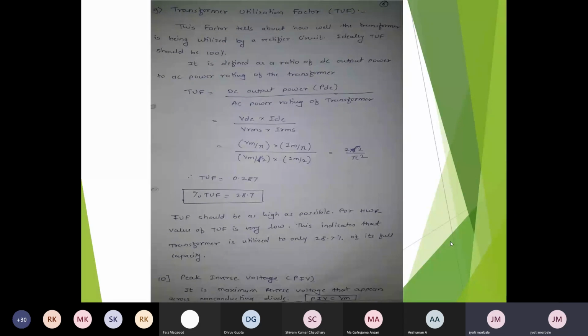Because our input signal goes to plus Vm at the positive side and minus Vm at the negative side. So when the diode is in the non-conducting state, the maximum voltage it carries is Vm at the negative side. So peak inverse voltage for the half wave rectifier is equal to Vm. This is the maximum reverse voltage handling capacity of the diode when it is in a reverse bias state.